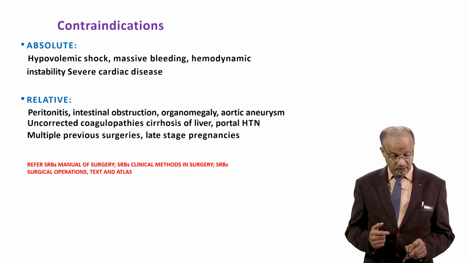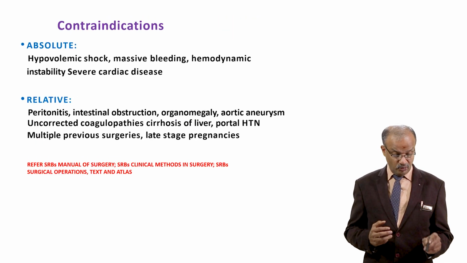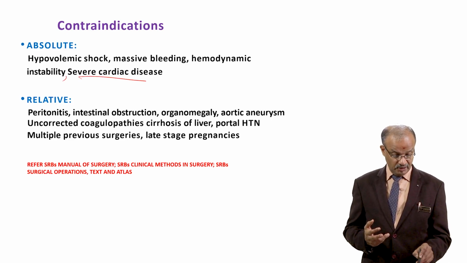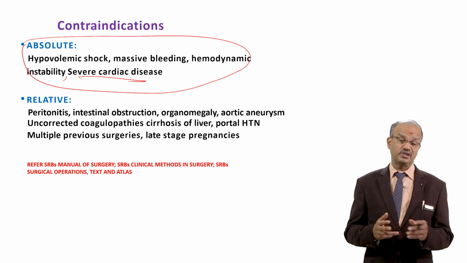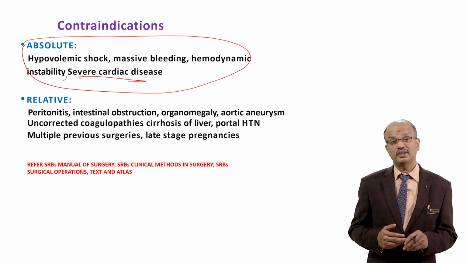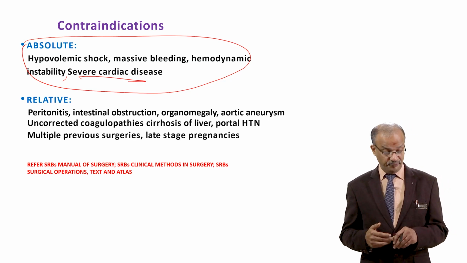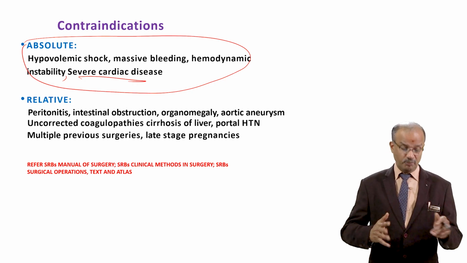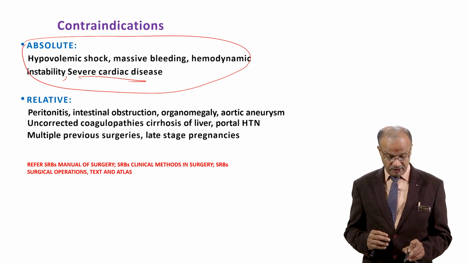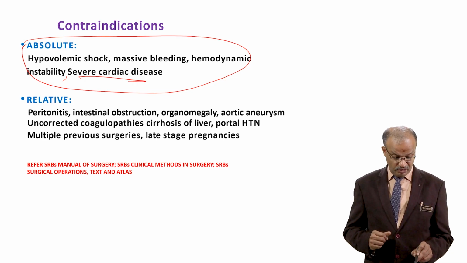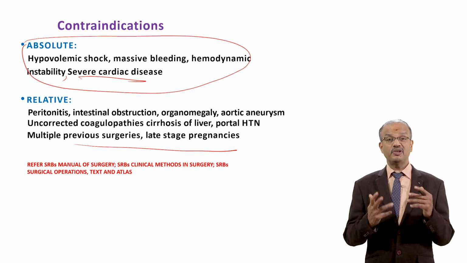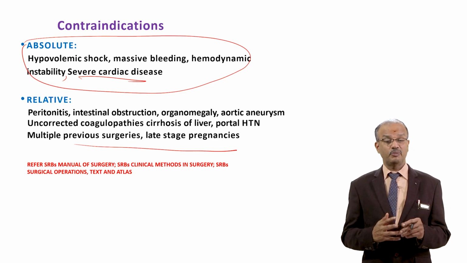Absolute contraindications are hypovolemic shock, massive bleeding, hemodynamic instability, severe cardiac disease. Don't do laparoscopic surgery in these patients because you may lose the patient because of systemic failure, cardiac failure, respiratory failure. So don't compromise the life of the patient. That's the most important. Relative contraindications: intestinal obstruction, organomegaly, aortic aneurysm, uncorrected coagulopathy, cirrhosis, portal hypertension, multiple surgeries. All these things are relative contraindications. Depending on your skill and choice, you can go ahead with either laparoscopy or open.